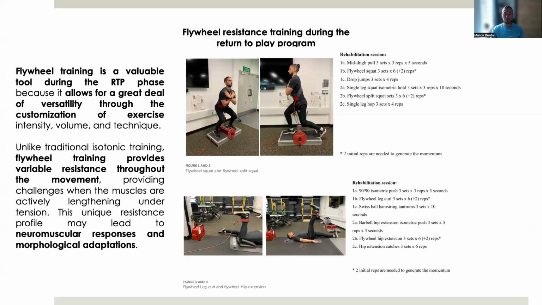In the second case, figure 3 and figure 4, you can see 2 different exercises. This time they are open kinetic chain compared to figure 1 and figure 2 that were closed kinetic chain. And in this case, we have a flywheel leg curl and a flywheel hip extension. Also, in this case, we suggest during the rehabilitation session to combine flywheel training with other exercises.